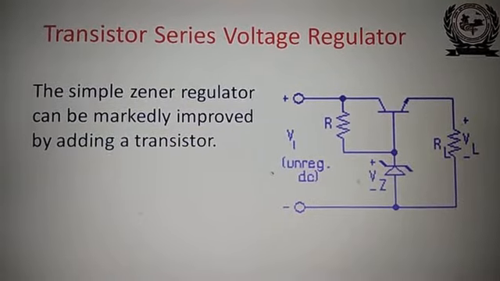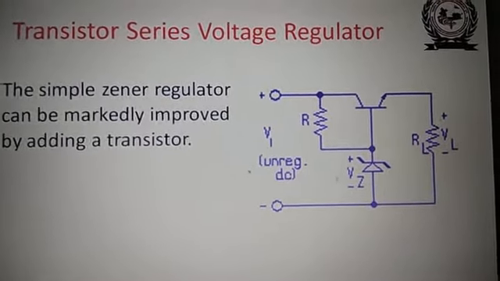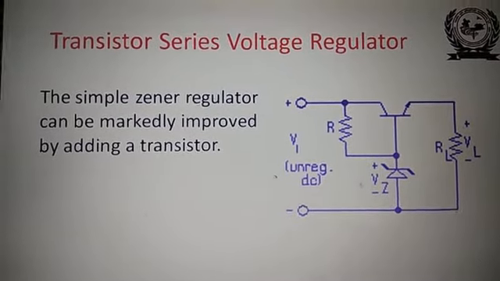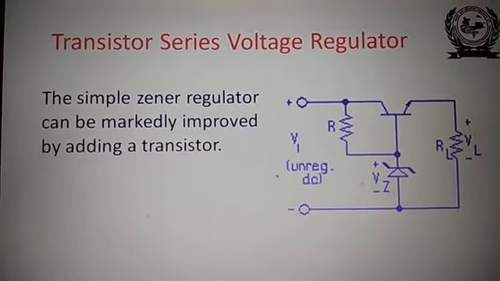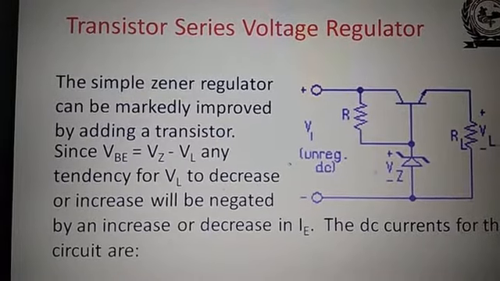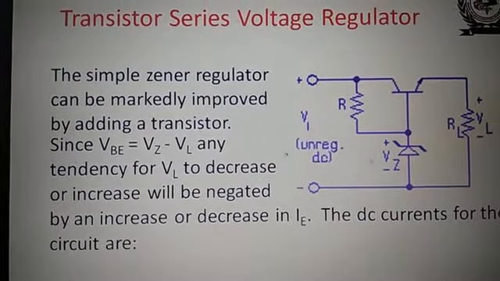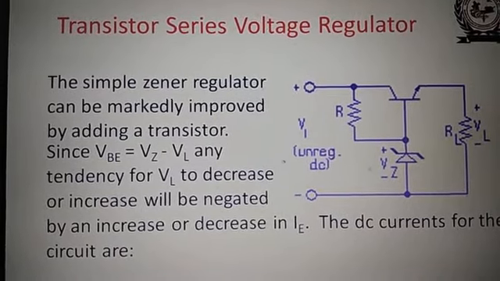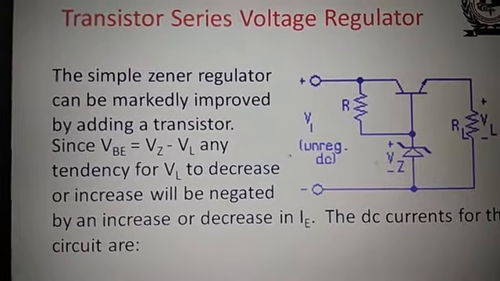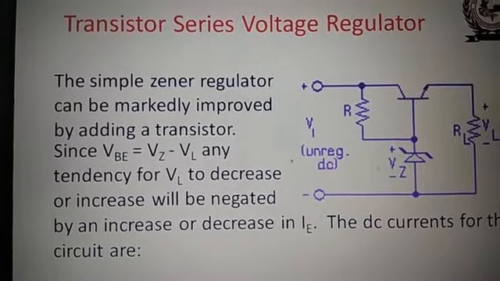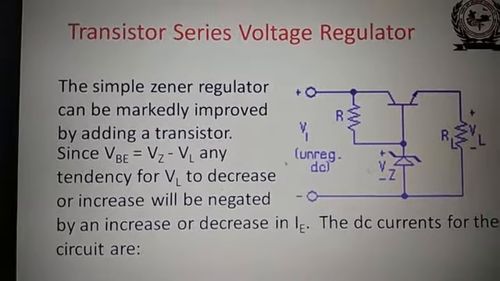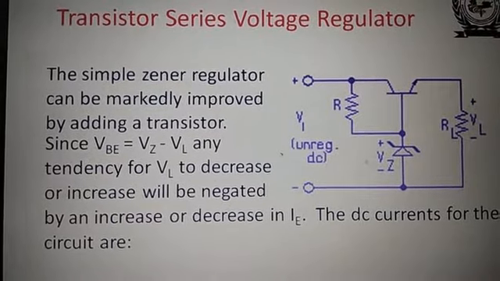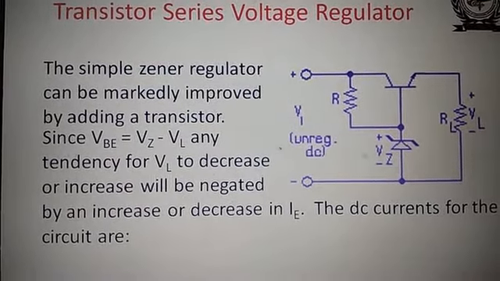The simple Zener regulator can be markedly improved by adding a transistor. This is simple Zener regulator with the addition of this transistor in series. Therefore, this is a transistor series regulator. The base to emitter voltage is Vz minus VL, load voltage. Any tendency for VL to decrease or increase will be neglected by an increase or decrease in IE.